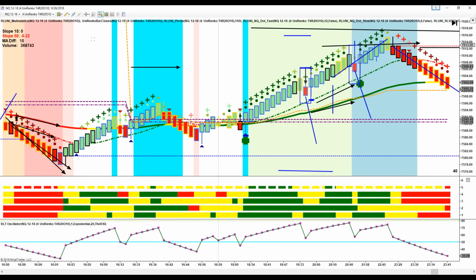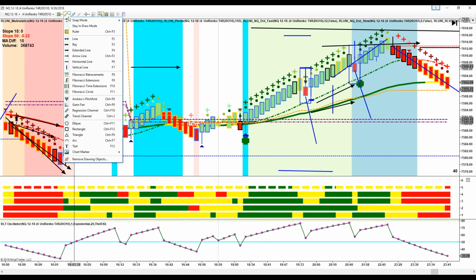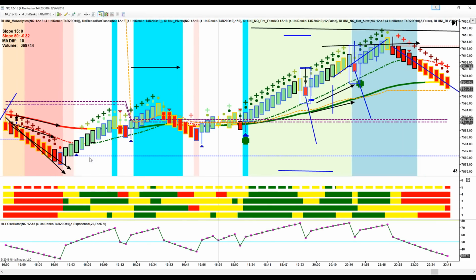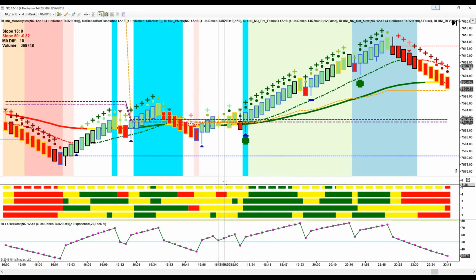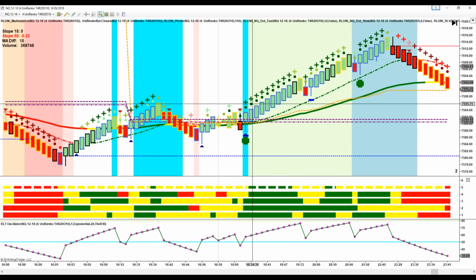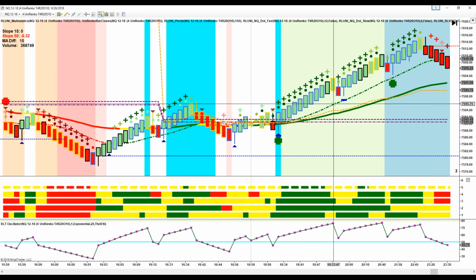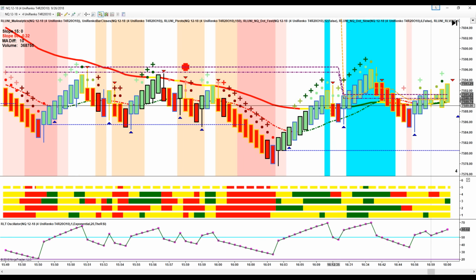Now I'm going to take off all the drawing information, and we're going to look at these dots. Well, let me just show you the entries. We have 3 entries. One is based on an oscillator.